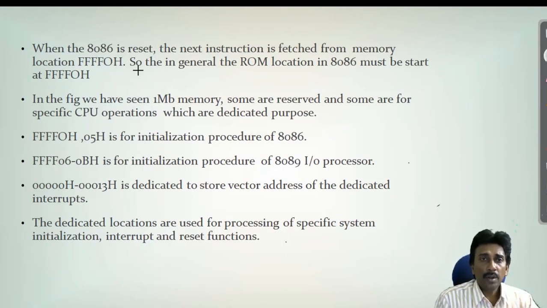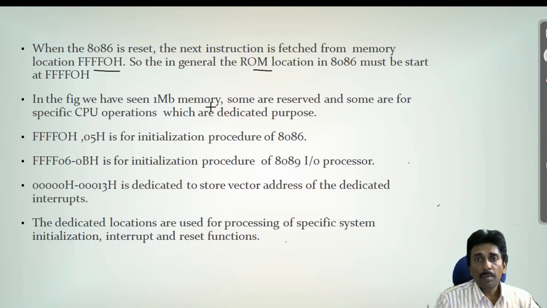When the 8086 has been reset, after the reset is completed, the next instruction is fetched from the memory location FFFF0H. That means this is the ROM memory location. By default we have a ROM and a RAM. ROM is read-only memory, and all the read-only memory information will be saved from FFFF0H. So from FFFF0H up to some extent we can use the ROM memory, and after that we can use the RAM memory.